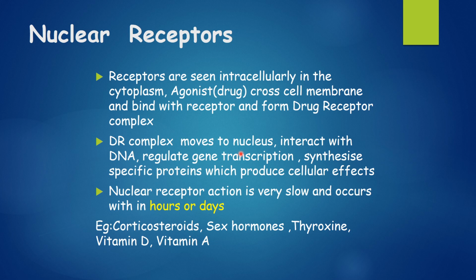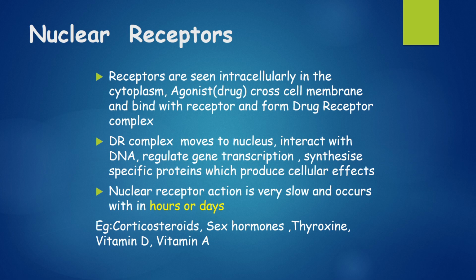Now the nuclear receptors. These receptors are seen intracellularly in the cytoplasm. The agonistic drug crosses the cell membrane, binds with the receptor, and forms a drug-receptor complex. The drug-receptor complex moves to the nucleus. Initially the agonist binding site will be outside the nucleus, but when the receptor and the drug attach and form a complex, that complex will move to the nucleus, interact with the DNA, regulate DNA transcription, and synthesize the specific protein which produces the cellular effect.